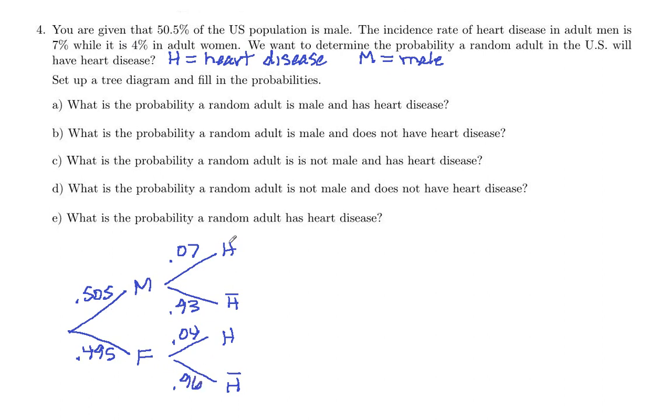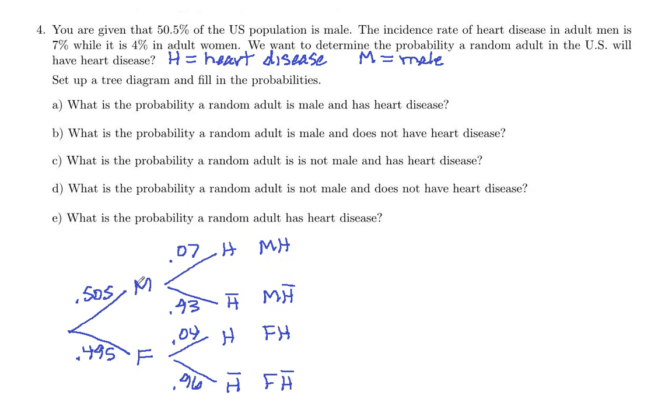So male heart disease, MH, that's one outcome. Male and no heart disease, M, H bar. Female heart disease, FH. Remember, bar is our complement. And then female no heart disease, F, H bar.